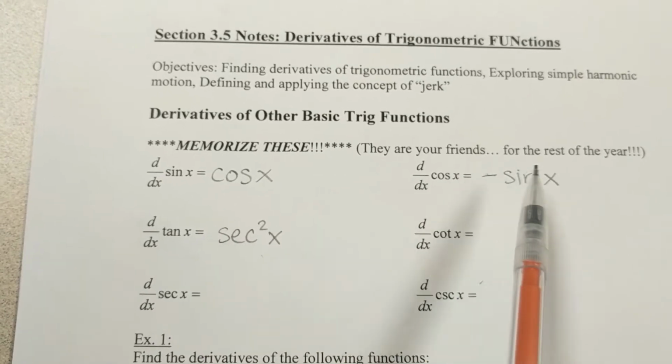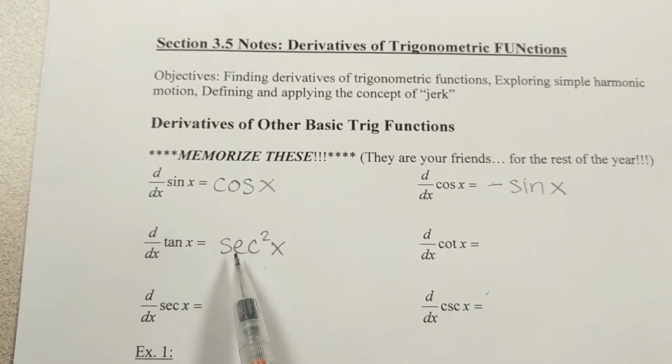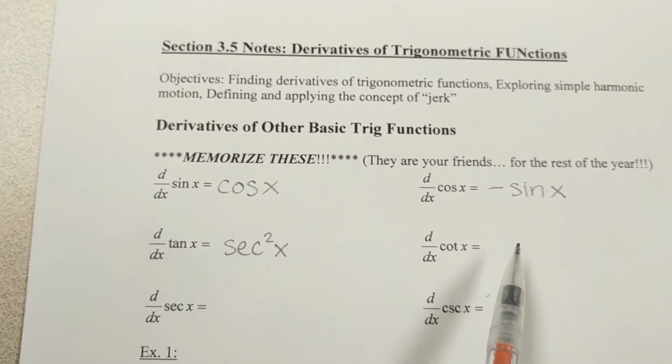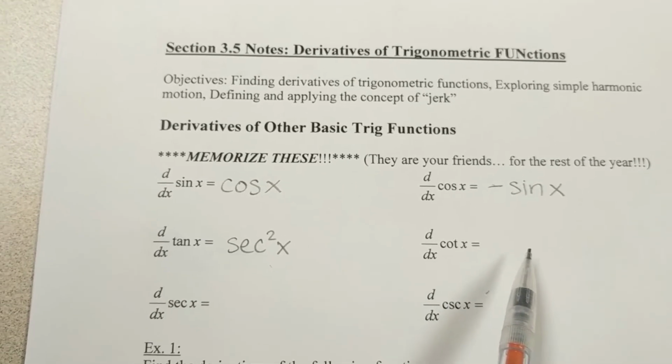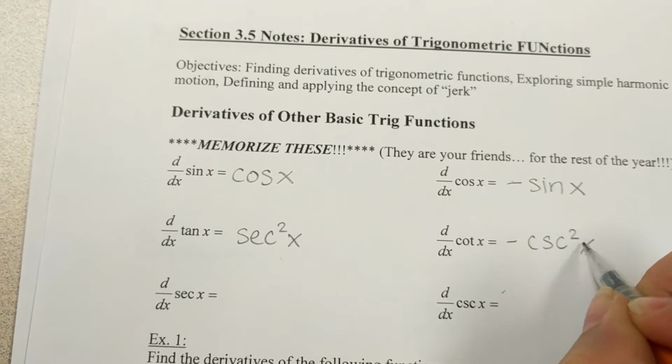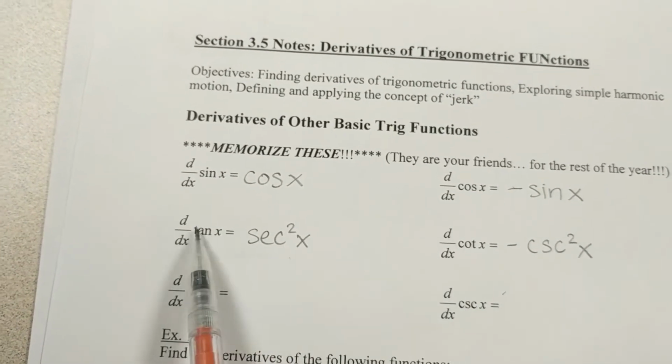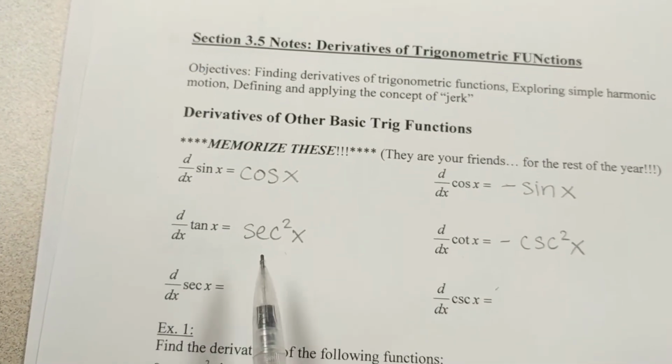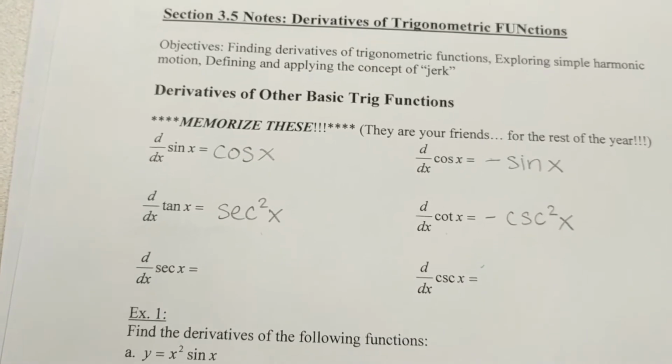We had cosine, sine. This one was secant. That means this one is going to be cosecant squared, but negative. Cosecant squared. So we have co-buddies. Tangent and cotangent are co-buddies. Secant and cosecant are co-buddies.